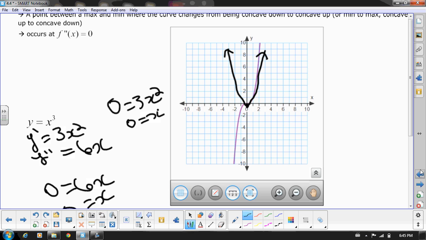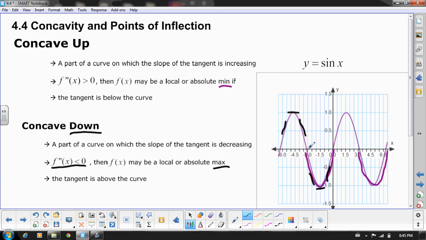If I pop back to our sine curves, if you'll notice right here on the axes, this is where we're having that inflection happening because it's going from concave down prior to this value and then switching to concave up. So that point is the point of inflection where the curvature changes.